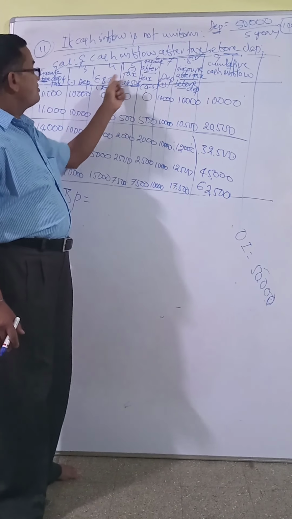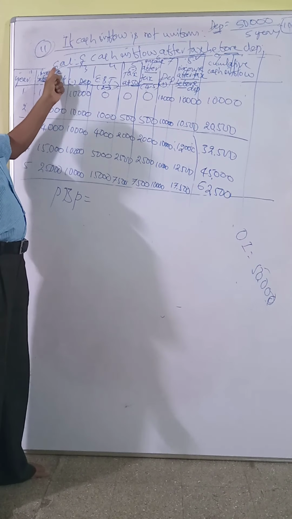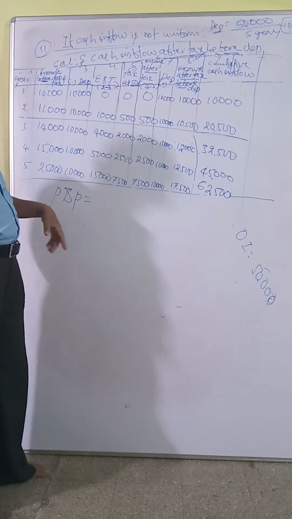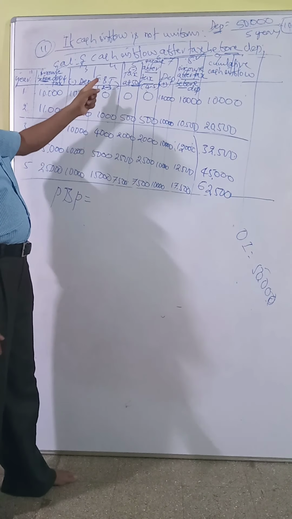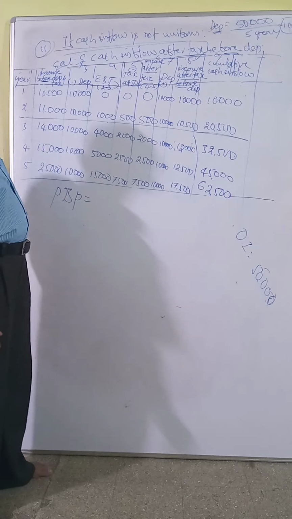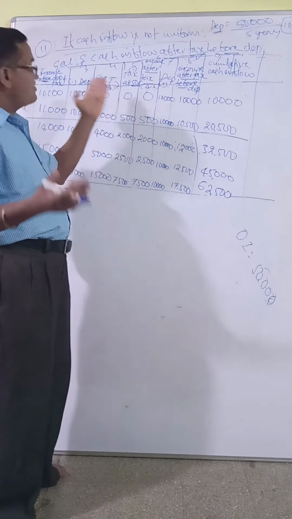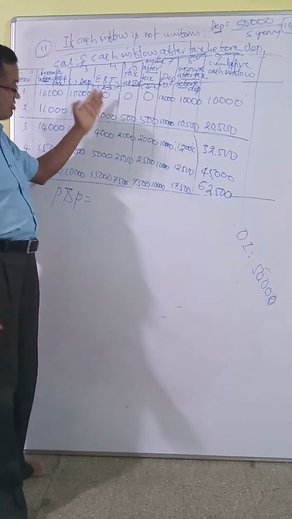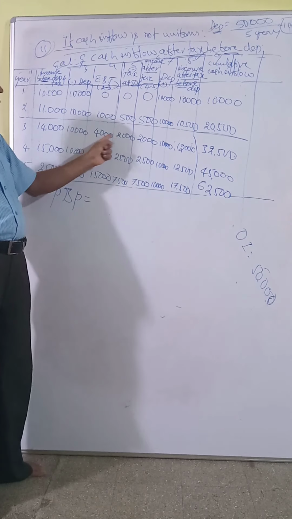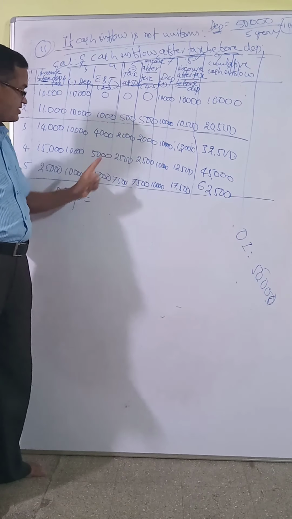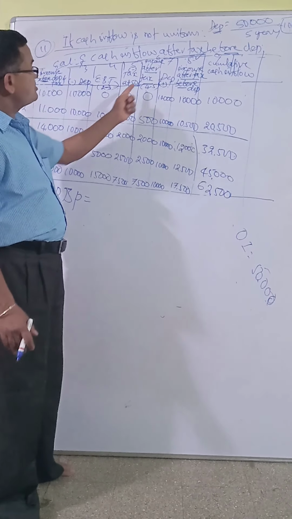So you will get earning before tax, column 2 minus column 3. Then less tax. So you have to deduct tax first, 50%. 50% of 0 is 0, of 1,000 is 500, of 4,000 is 2,000, of 5,000 is 2,500, of 15,000 is 7,500. Then we deduct tax.